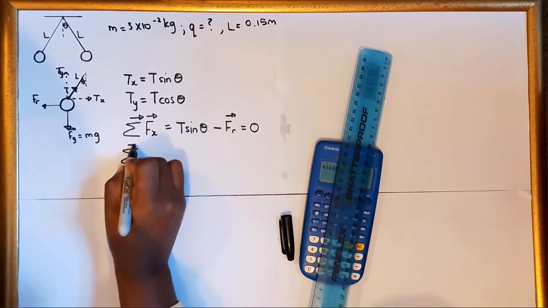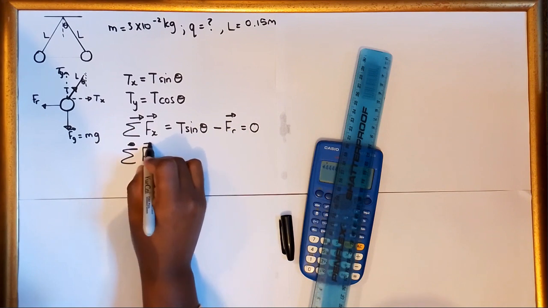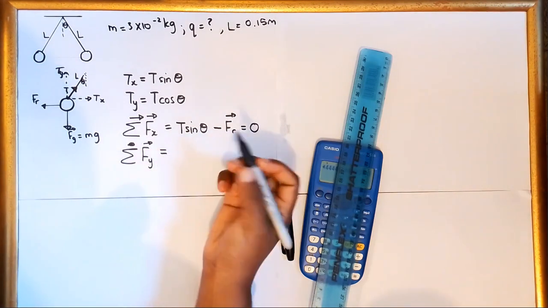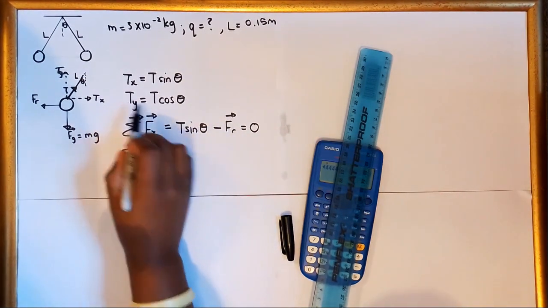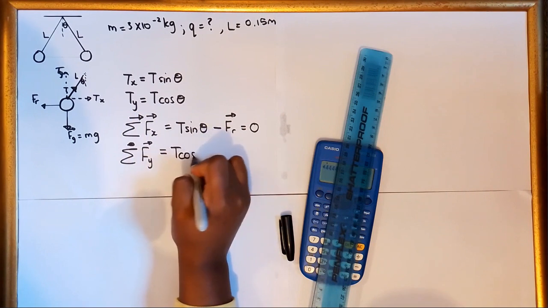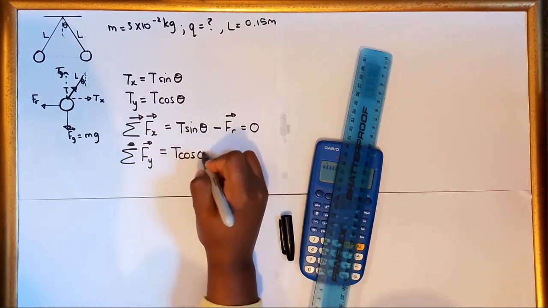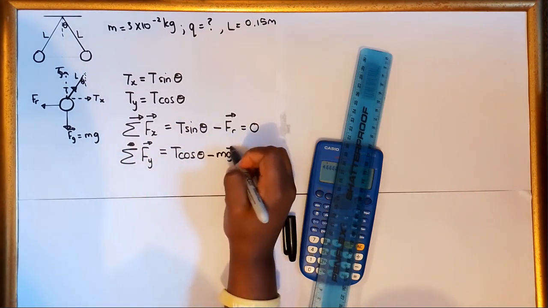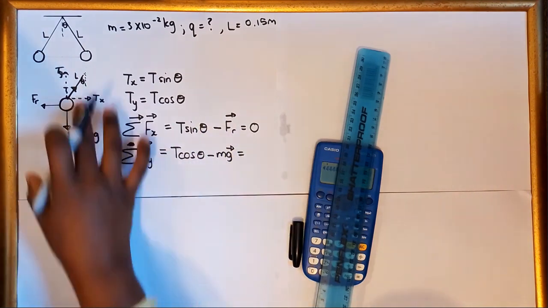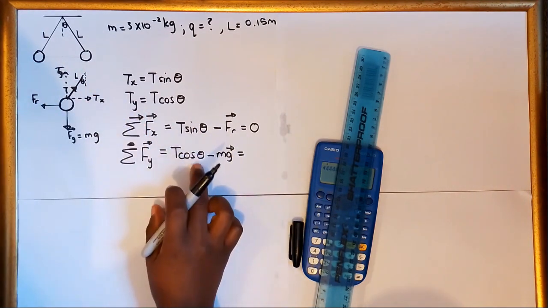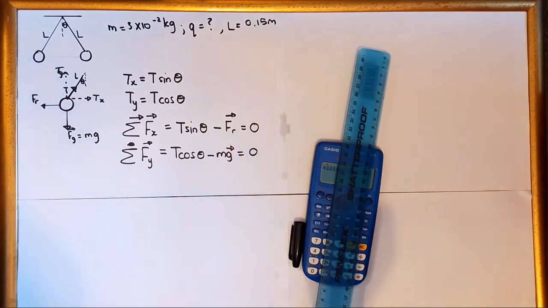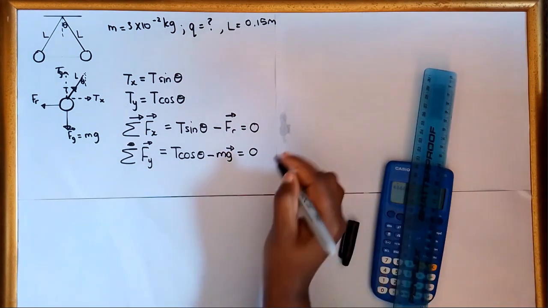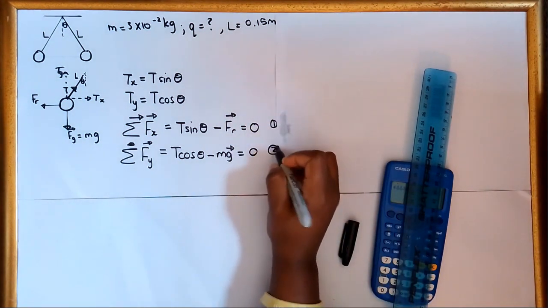Similarly, the forces acting in the vertical direction are equal to your Ty. Ty is equal to T cos theta minus your mg, the gravitational force. And because the sphere is in equilibrium at theta equal to 5 degrees, that's equal to 0. And then we can label this as 1, and this as 2.